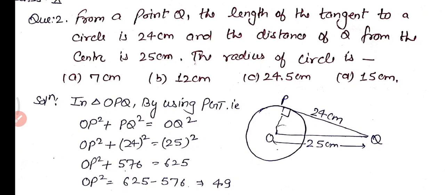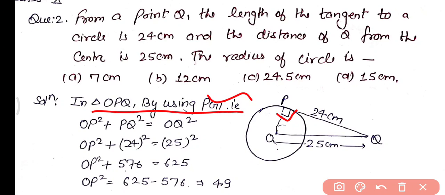So you can see in triangle OPQ, we are given the length of tangent as 24 cm and the distance of point Q from the center is 25 cm. And we all know that the radius is perpendicular to tangent at point of contact, so that triangle OPQ will be right angle triangle. So now by using Pythagoras theorem, that is PGT means Pythagoras theorem. So here OP square plus PQ square will be equals to OQ square. As we know that Pythagoras theorem says the sum of square of two smaller sides is equals to square of longer side. So that OP square plus PQ, that is 24 square, will be equals to 25 square.